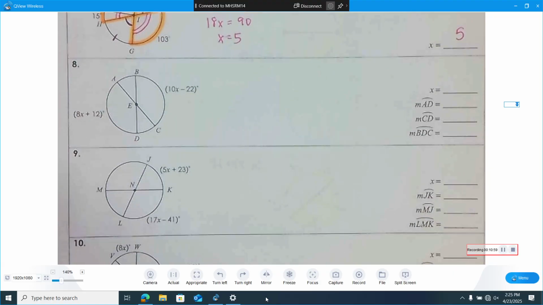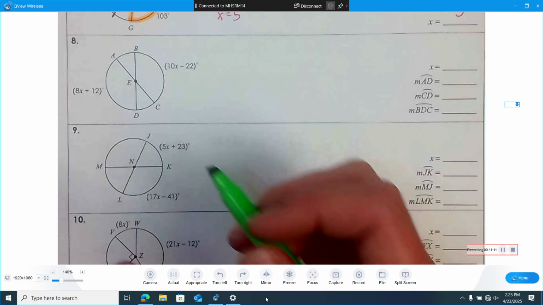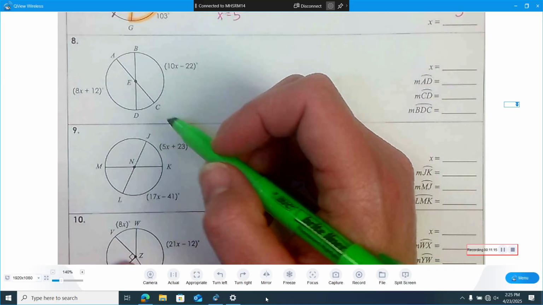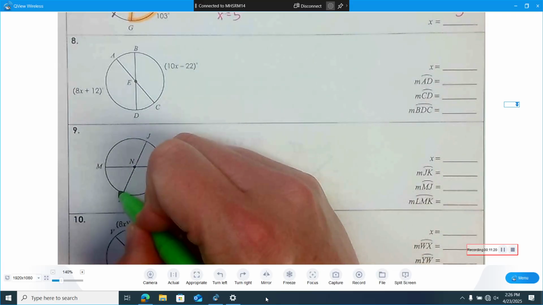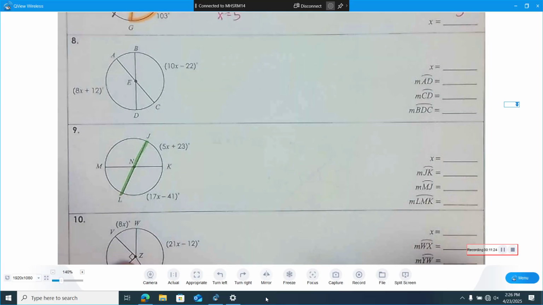Okay. Let's real fast look at number 9. What do you notice about number 9? Oh, ML and JK are congruent. ML and JK are congruent angles. Oh, arcs? Arcs? Yeah. Okay. Does that help us though?